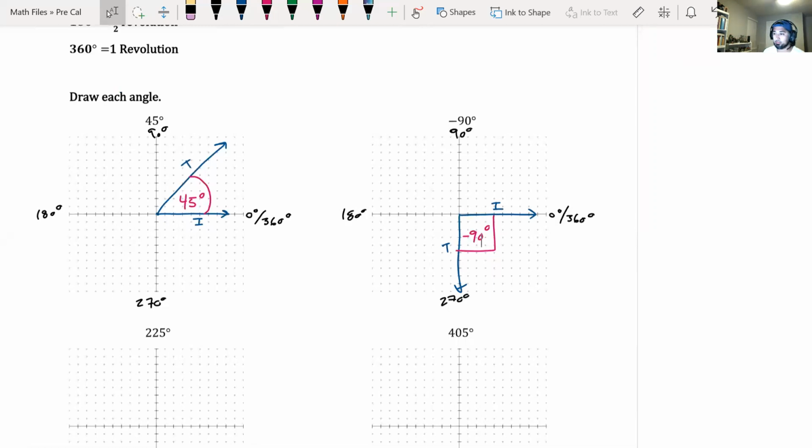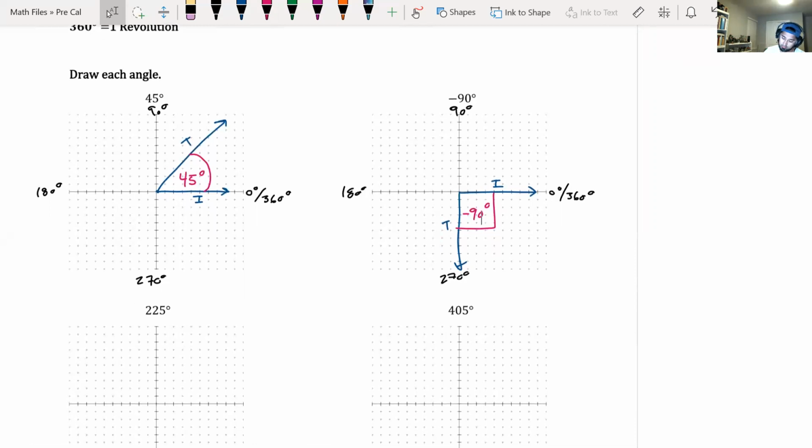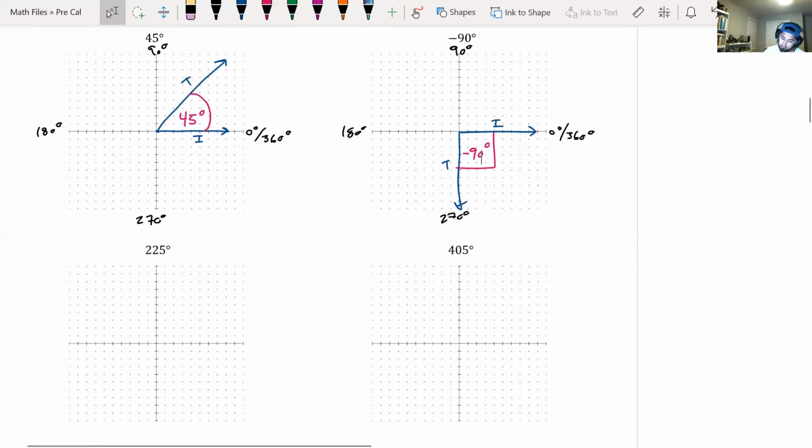Would negative 90 degrees be the same thing as 270? Yep. So we'll learn something later called coterminal angles. Negative 90 would share the same trigonometric values as 270. So just keep that in mind. Does that change the quadrants when it goes from positive to negative, or no? It's just the same.